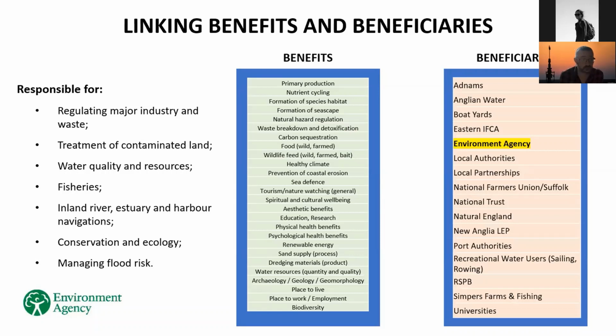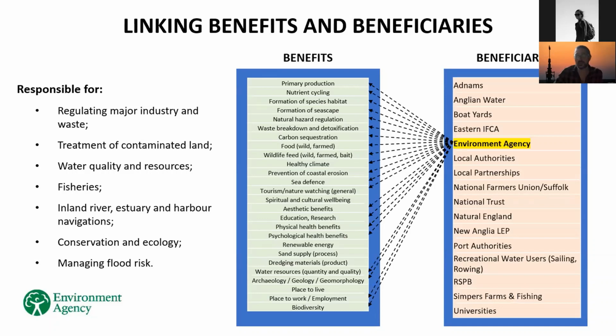And our first question was, what do these stakeholders actually do? So, for example, the Environment Agency, which is the equivalent of SEPA in England, regulates waste and industry. It manages flood risk. It manages water quality. So it's a key local beneficiary there. And as a back-of-the-envelope approach, we scored this within our team to try and understand what they are reliant upon.